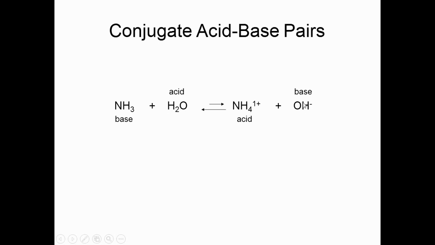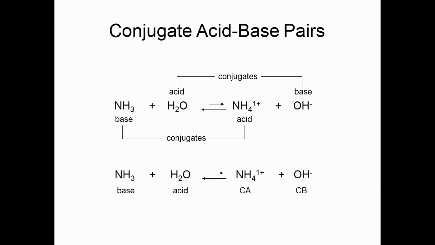See, I could run this reaction in reverse, where the ammonium ion, the NH4+, will donate a proton to the hydroxide to form ammonia and water. So this reaction can occur in both directions. The ammonia and the ammonium are a conjugate acid-base pair, and the water and the hydroxide are a conjugate acid-base pair. So looking at the bottom, I've identified ammonia as my base, and its conjugate acid would be the ammonium ion, and water in this example is acting as an acid, and its conjugate base is the hydroxide.